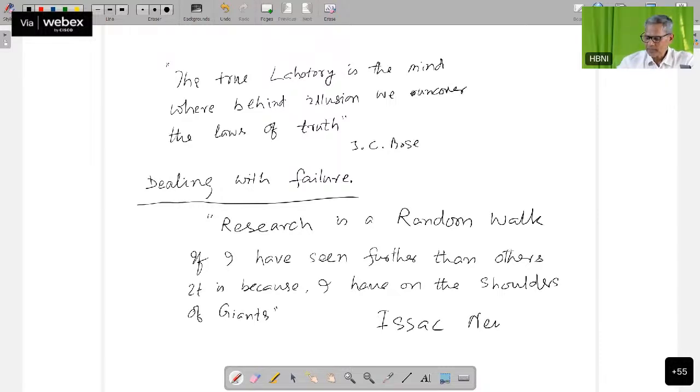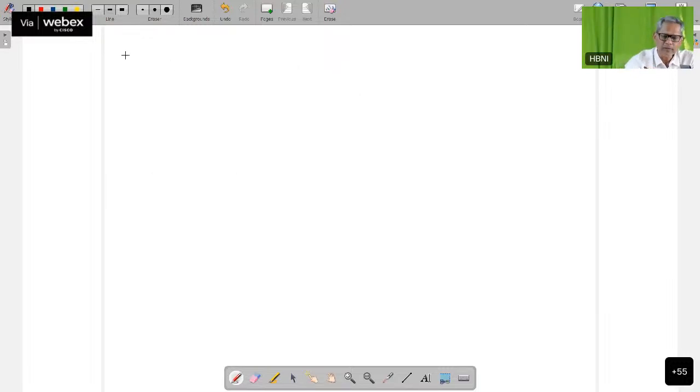Isaac Newton. Then next comes ownership of research.